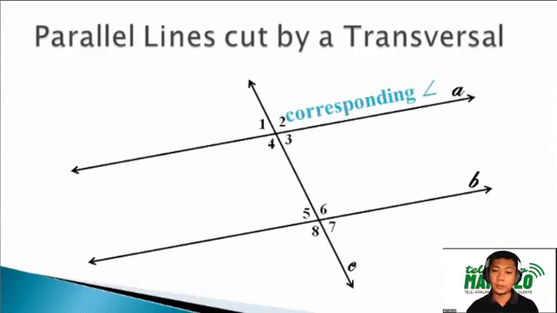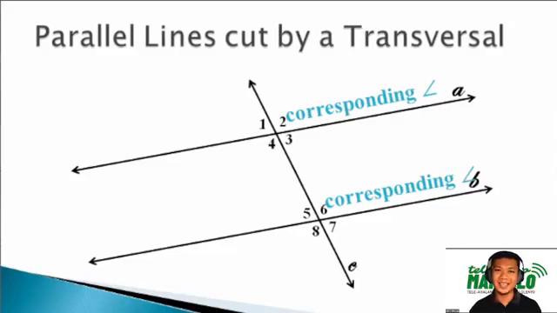We also have corresponding angles. Angle 2 and angle 6 correspond to each other. If we have corresponding angles, obviously, they are congruent. Can you name or identify other pairs of corresponding angles? Let me see your comments. Can you please mention or identify corresponding angles?